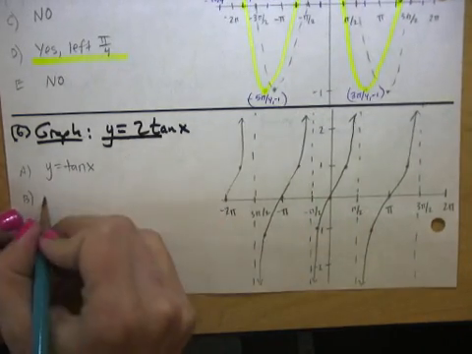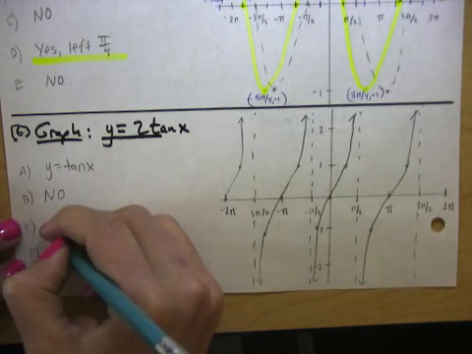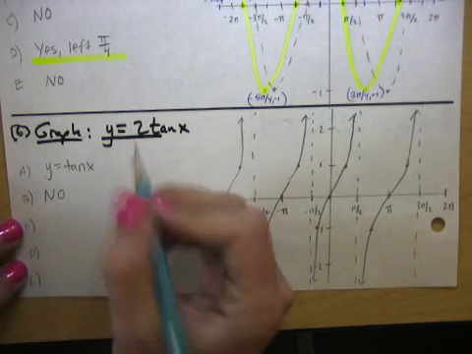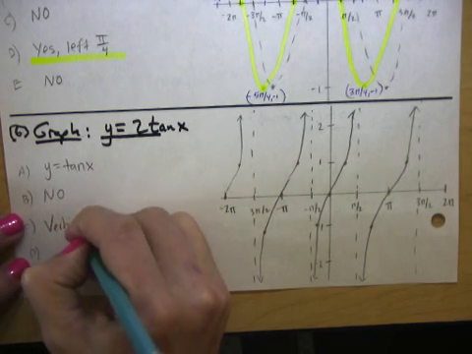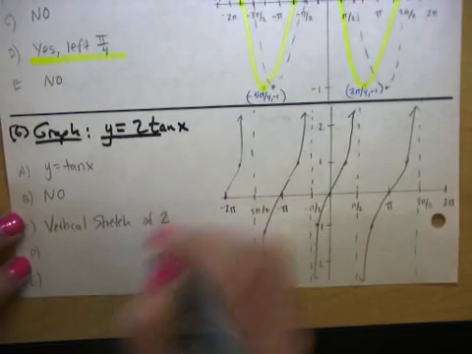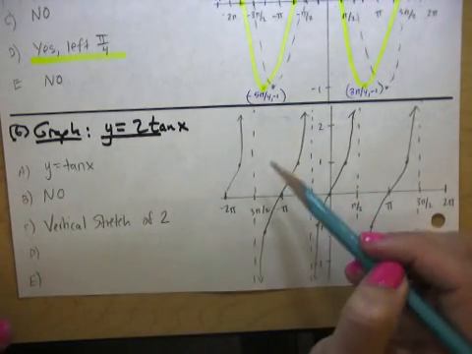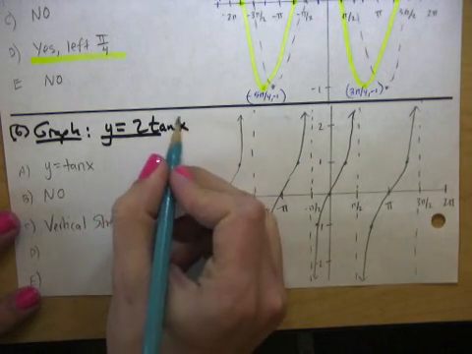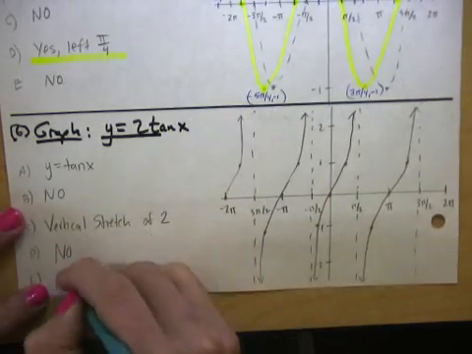There is no reflection. A is positive. Amplitude, again, we don't have one. But we do see here that there's this 2. So what we say is that there's going to be a vertical stretch of 2. That's basically the same thing as an amplitude change when there is an amplitude, but with tangent functions there is no amplitude. Horizontal shift, no numbers being within parentheses, so no, and there's no k value, so no.